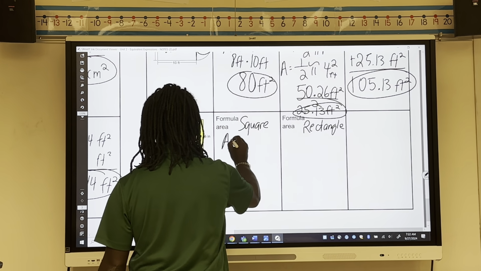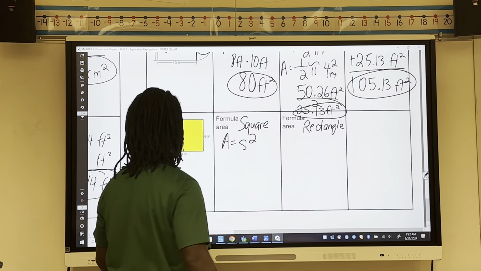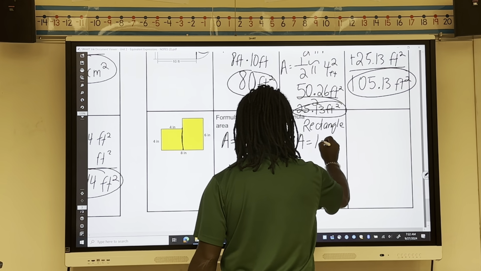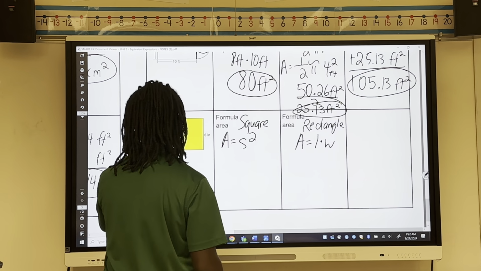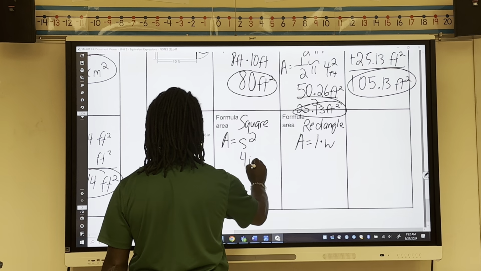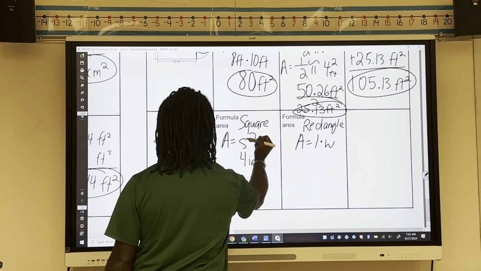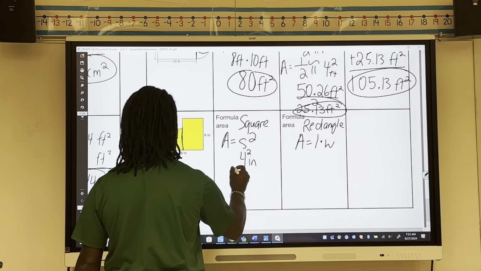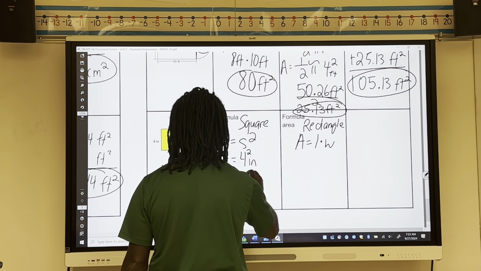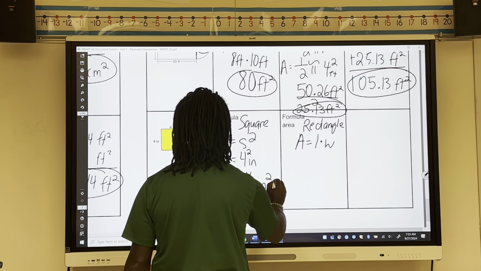So formula for the area of a square is A equals s squared. Area of a rectangle is length times width, okay? And so then for my square, it is 4 inches squared. Square of 4, and so the area of the square is 16 inches squared.